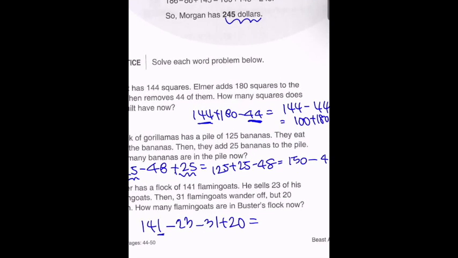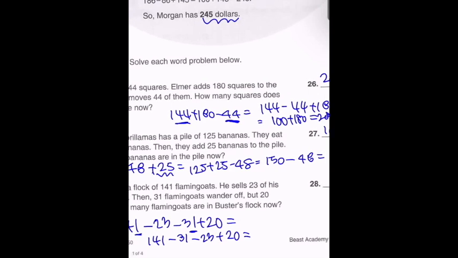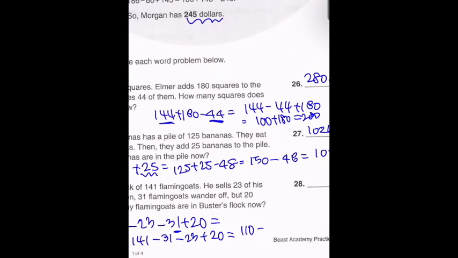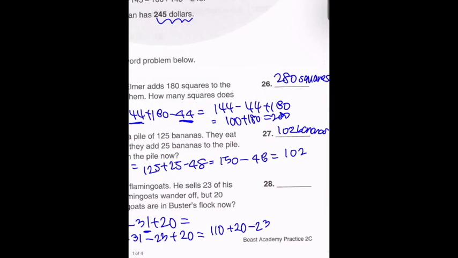First of all, we see 2 numbers that end with the ones digit of 1, so we're going to try to do those first. We're going to rearrange it like so. And 141 minus 31 is going to give us 110. And then since it's easy to add 20, we're going to first add 20 and then subtract 23. So that's going to be 130 minus 23, which gives us 107 in total. So there's going to be 107 flamingos in total right now.